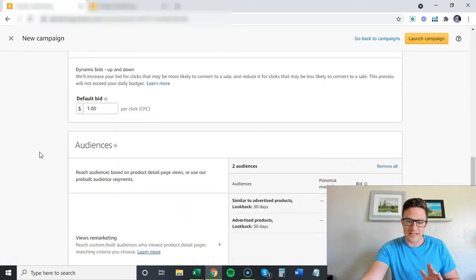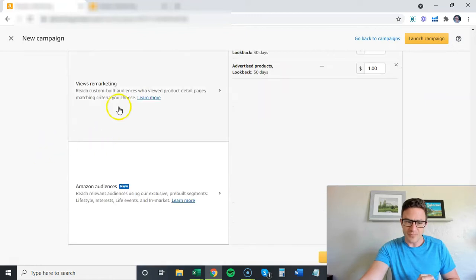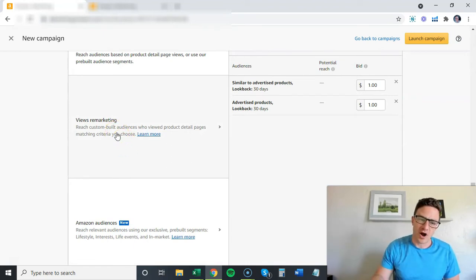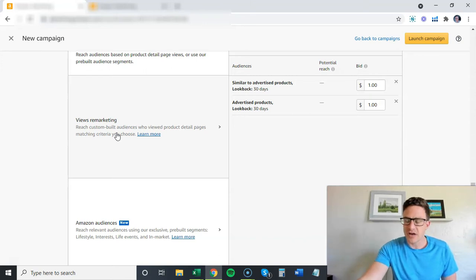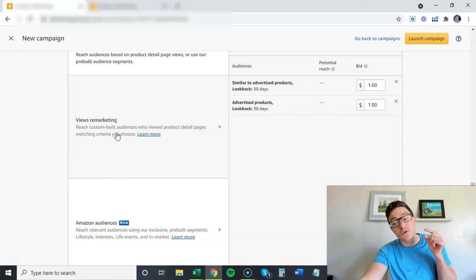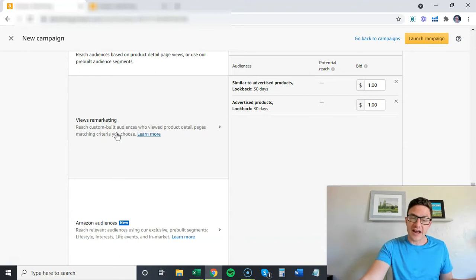Okay. For audiences, this is the new one. It even says new. Views remarketing is what we used to have. Reach custom built audiences who viewed product detail pages matching criteria you choose. So what I hear when I hear that is that we are still doing all of the work, right? We're telling Amazon, I want you to target this, and this because I think this will work. And for my other data, I think this will do well.